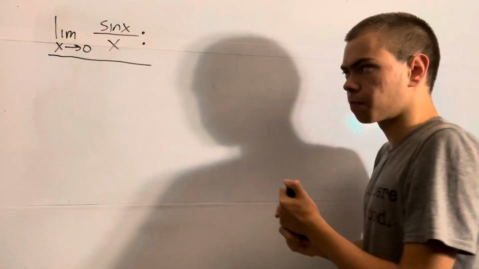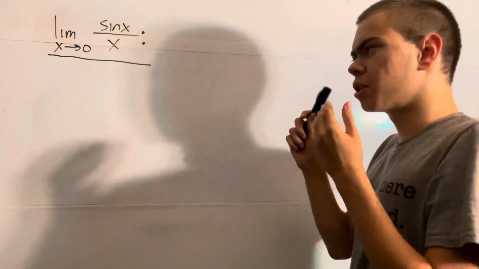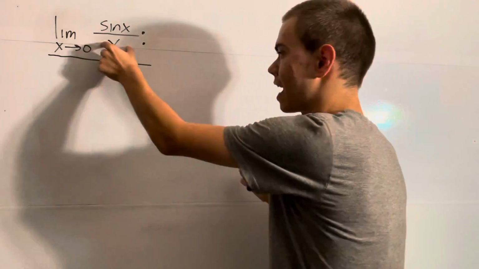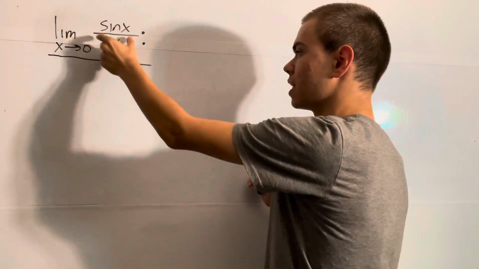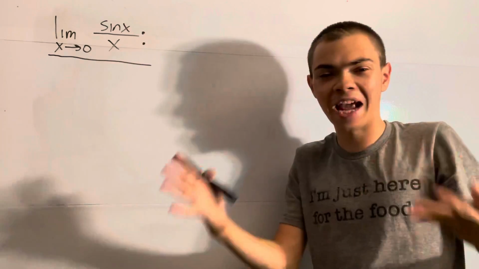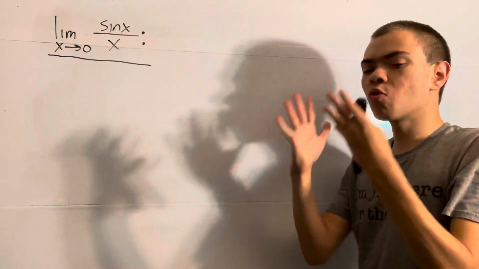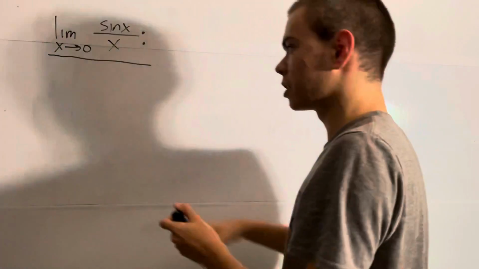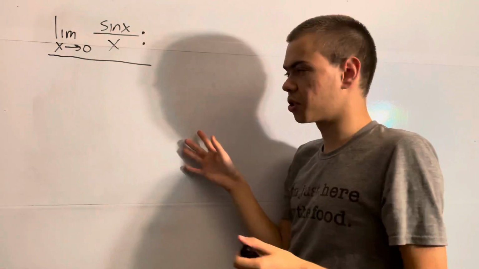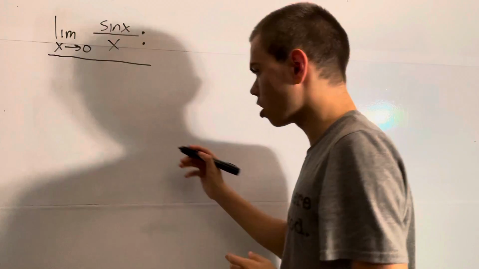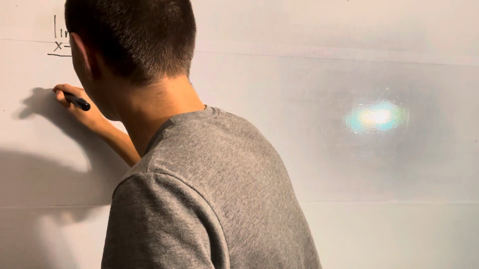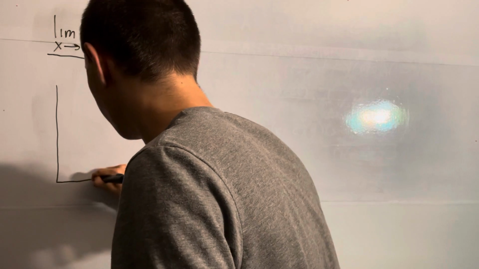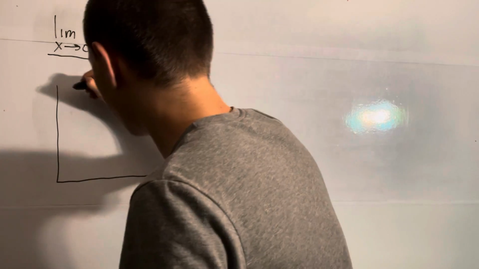In order to use the squeeze theorem, before we get to that, we're going to think of x right here as an angle, because when we take the sine of x, it's like we're taking the sine of an angle. We're going to represent this angle on a unit circle, kind of like how sine of x comes from the unit circle. I'm going to draw that right here, a part of the unit circle.